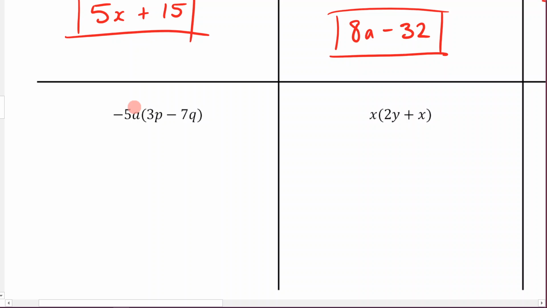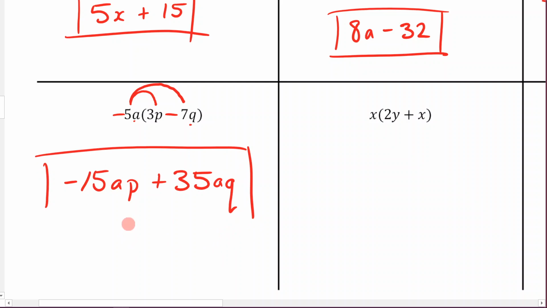So you're going to go negative 5a times 3p. So that's going to be negative 5 times 3 is 15, then a, then p. Then you're going to go negative 5a times negative 7q. Well, I've got two negatives. I've got this negative and I've got this negative. They're going to cancel out and become positive. Then I'm going to go 5 times 7 is 35. Then I'm going to go a times q is just aq on the end there. And that is going to be my answer.